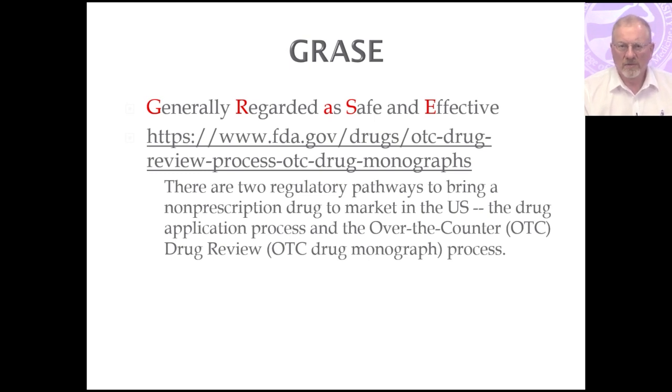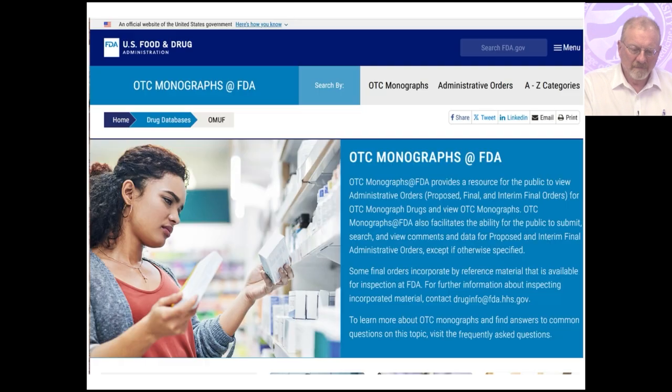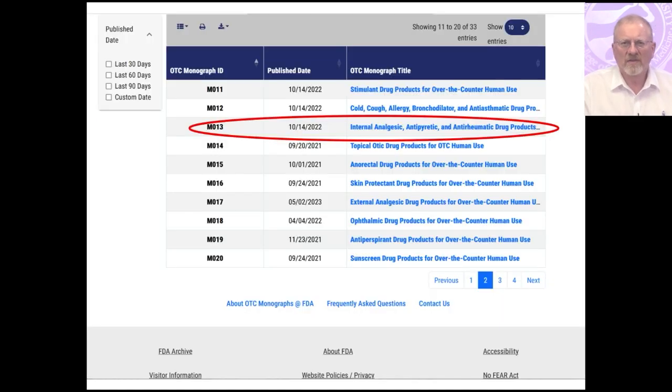So for example, you go buy a topical cream for a scratch you have that has antibiotics in it, that's marketed under an OTC monograph process, since it's not prescription. Your cough medications, drugs like that, are OTC monographs. So this is the page you go to when you search that, and then you go down and look at some of the different monographs.